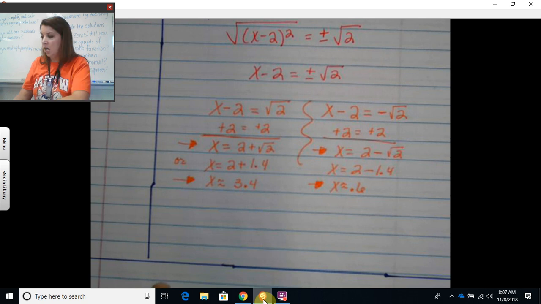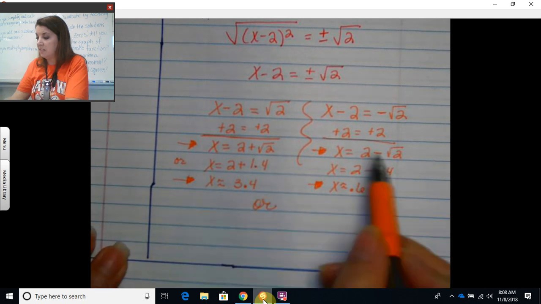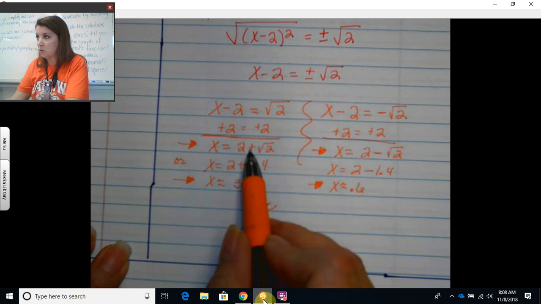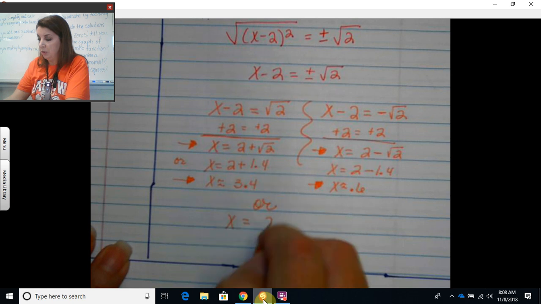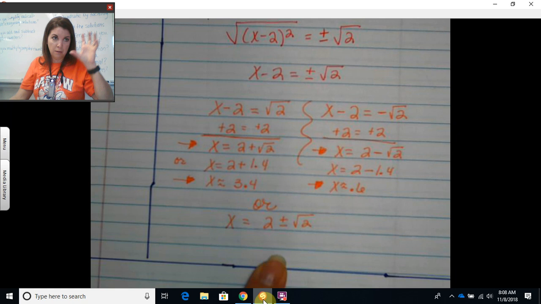Oh, or you might also see the answer. See how these are exactly the same in radical form except for one's plus the square root of 2, one's minus? You might see it as x equals 2 plus or minus the square root of 2. Or they combine it. That's two separate answers. Okay, it's 2 plus the square root of 2 and it's 2 minus the square root of 2, just written like as a combo. Somebody get that, please.